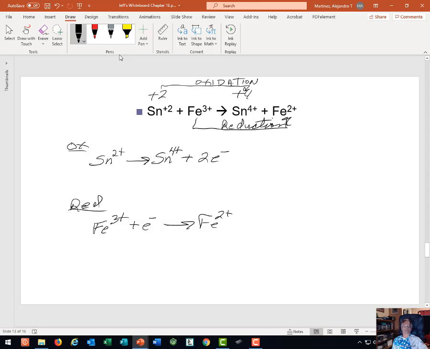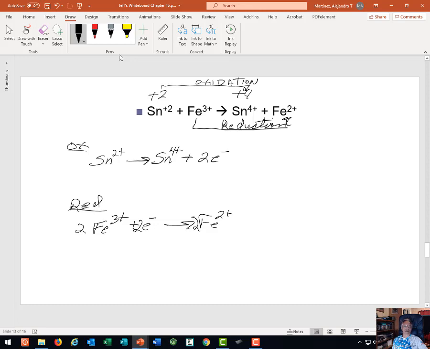But here's the problem. The number of electrons lost in the oxidation half reaction has to equal the number of electrons that are gained in the reduction half reaction. So we have to multiply the number of electrons by 2, and we can only multiply the number of electrons by 2 if we multiply the entire reaction by 2.